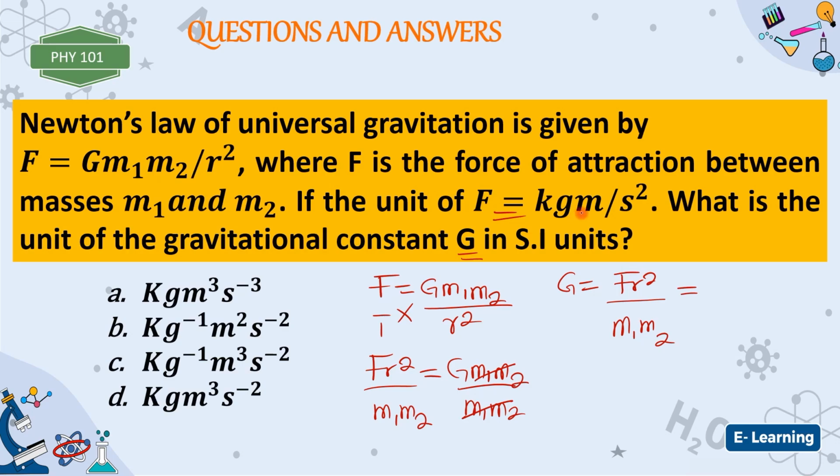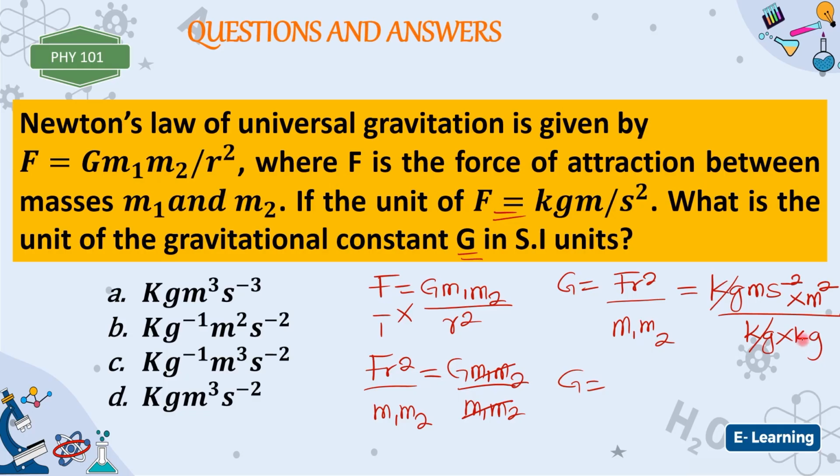Now the unit of F we are given as kg meter per second squared, which is kg m s to the power minus 2, times r squared, where r is the radius in meters, so we have meter squared, divided by m1, which is kg, and m2, which is also kg, so kg times kg. Now this kg can cancel this kg. From what we said, we usually arrange the units as mass, length, and time. That is the order of arrangement.